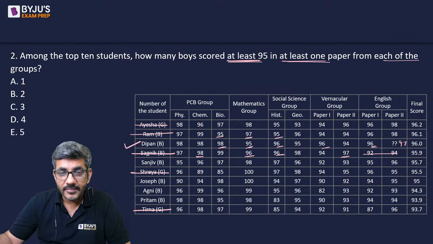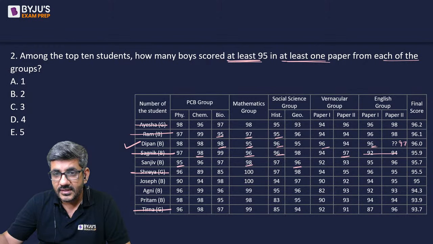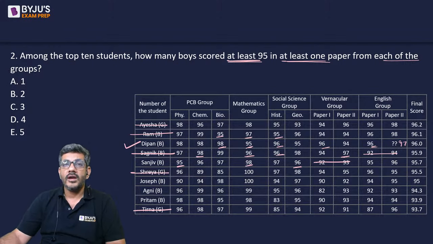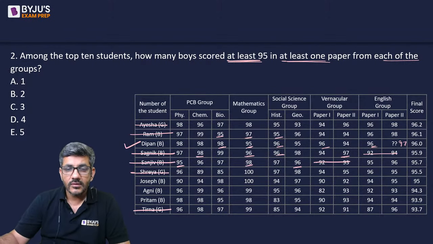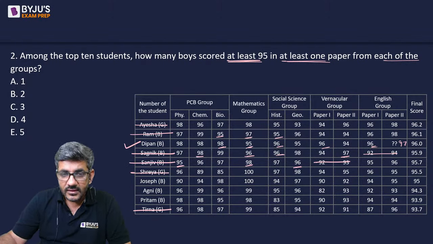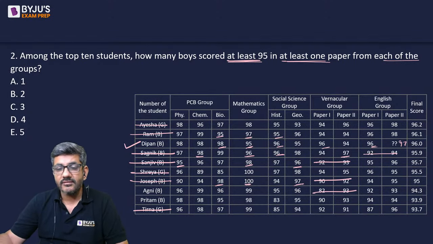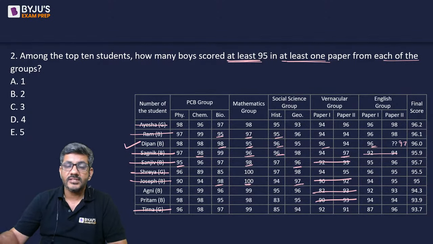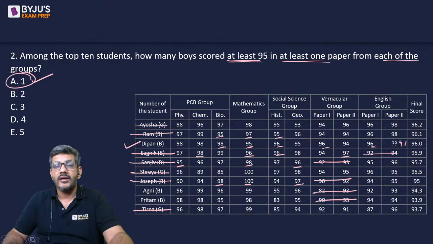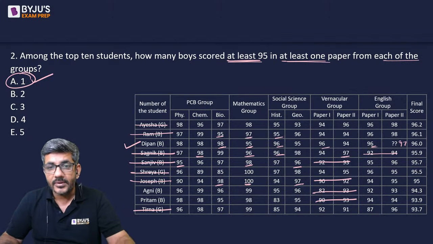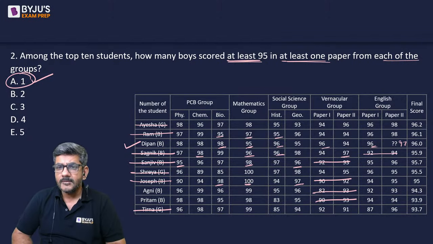Let's talk about Sanjeev. At least 95 is here, here, here, but he does not have at least 95 in the vernacular group. So he is also gone. Let's talk about Joseph. At least 95 is here, here, here, but he also does not have at least 95 in the vernacular group. So Joseph is also gone. Agni also went because of the same reason. Preetham also went because of the same reason. My answer for this question is one. There is only one guy, and that person is Deepan.